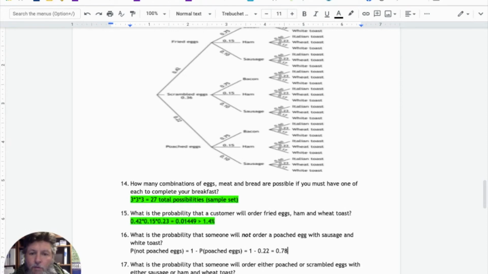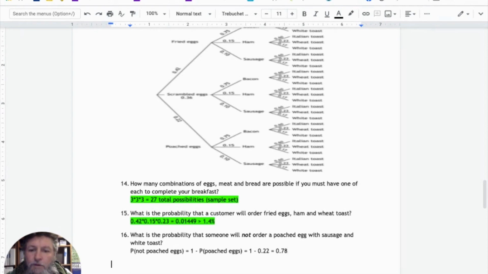Alternatively, you could find out what the probability is by adding the other two together. 36 plus 42 is 78. So the probability of those particular options is 0.78 times sausage, which is 0.1, times white toast, which is the most popular, or the least popular, 0.17.